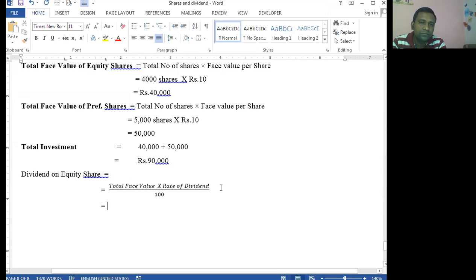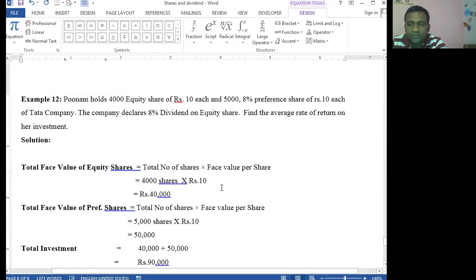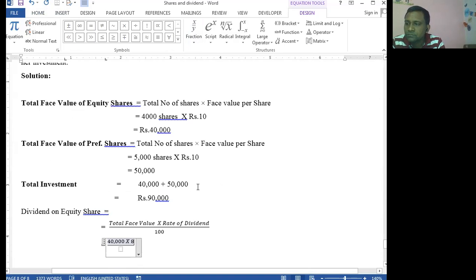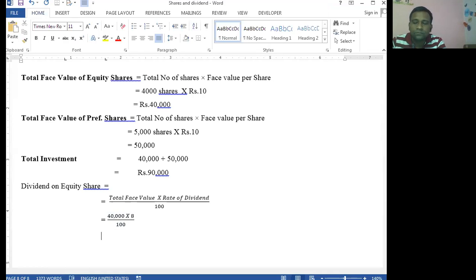So total face value 40,000 multiplied by rate of dividend 8% upon 100. Send me answer in chat box. What is return on equity share? Very good, ₹3,200.